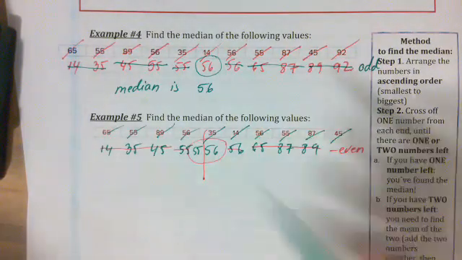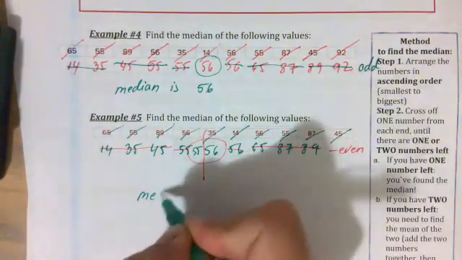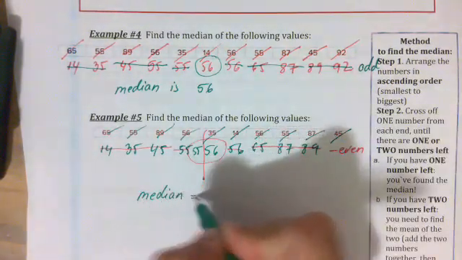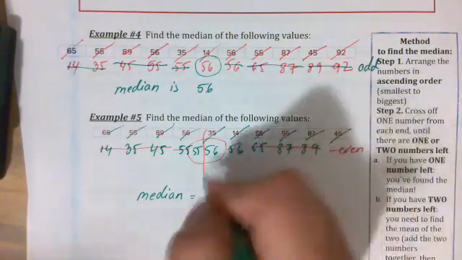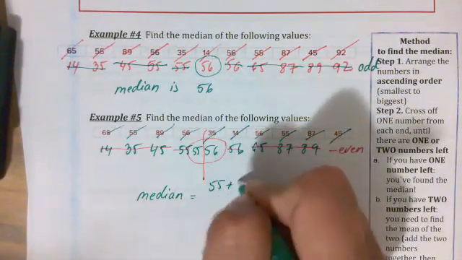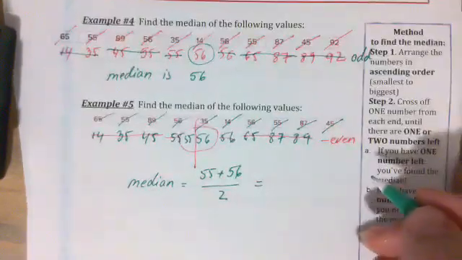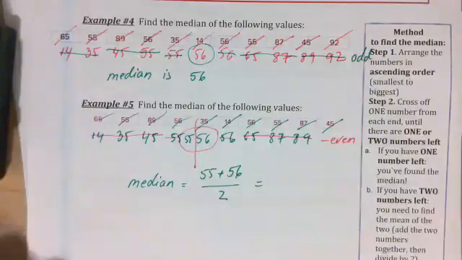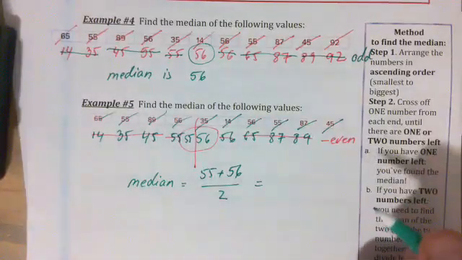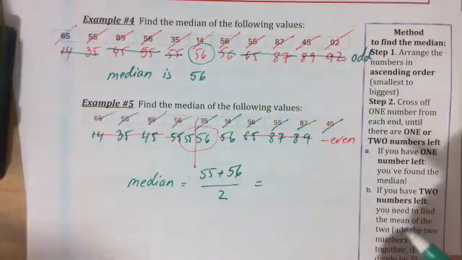So to calculate the median, now you have to do the mean of the 2 values. So 55 plus 56 divided by 2. So 55.5, right?